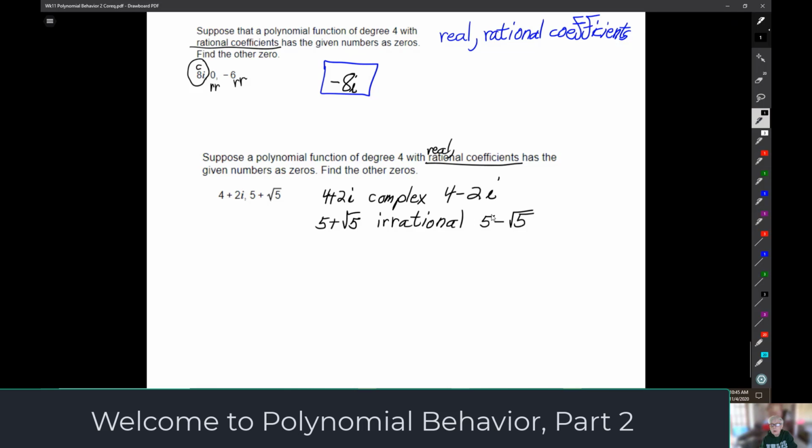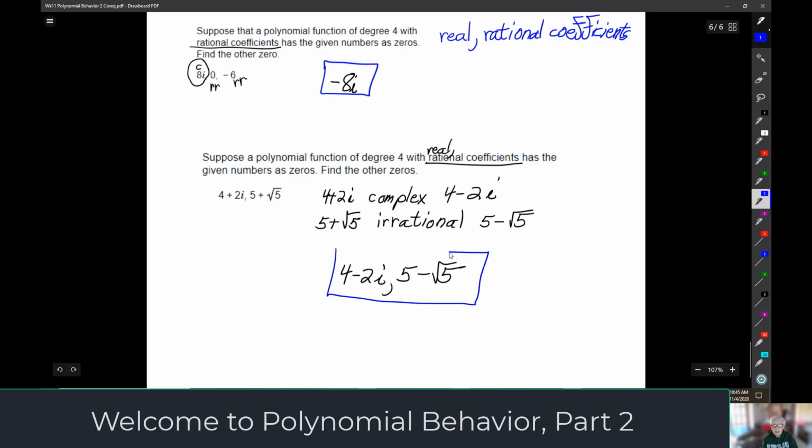So these are going to be what you put in the answer box because they're just asking, hey, what are the other zeros? And you have to know they're going to be there. The other zeros. And that's what you put in the answer box for this problem.